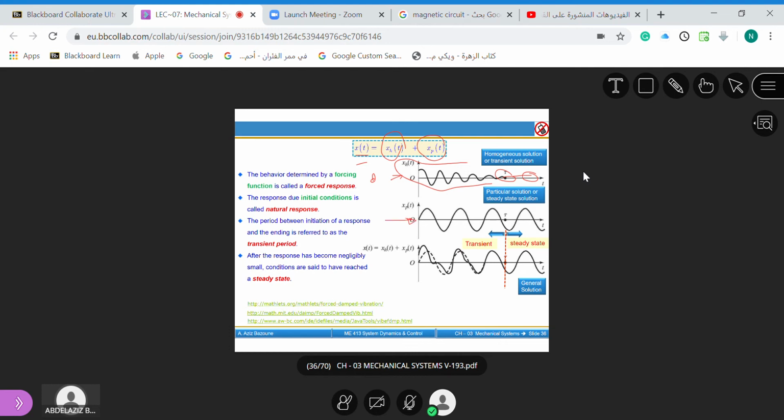Now, when you superimpose the two solutions, after some time, since the homogeneous solution dies out, you will not see it. You will see what we call the steady state solution.